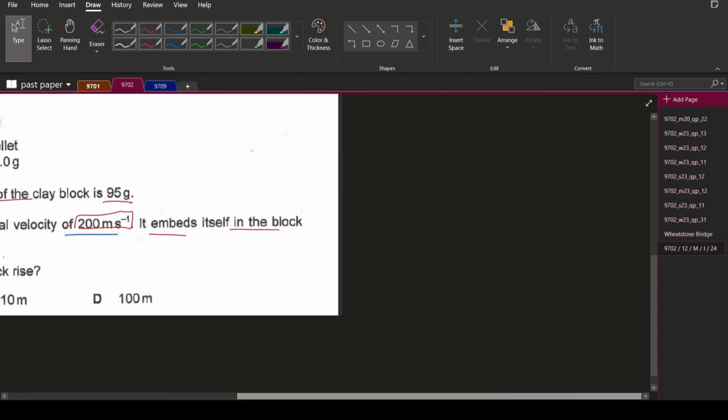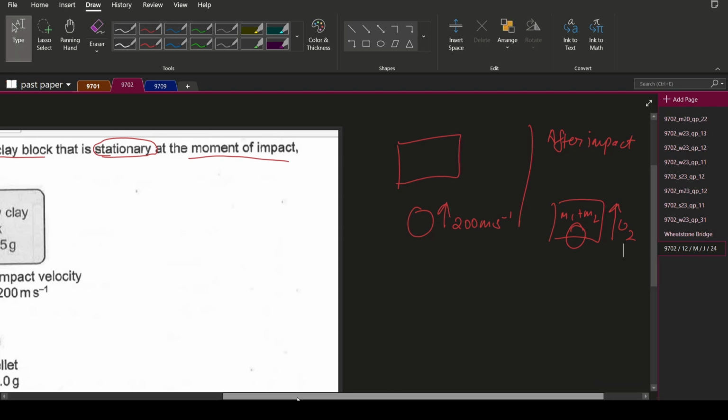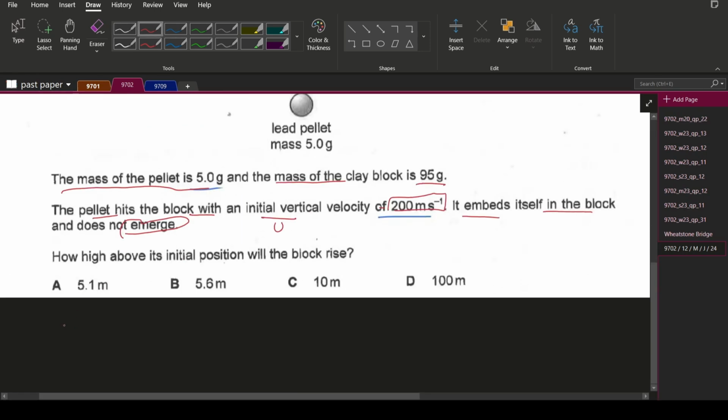So let's just see the situation here. We have this clay block and this pellet. It is moving towards the clay block with 200 meters per second velocity. But after impact, what we have is a system where the clay block and the lead are embedded onto each other. So the total mass is going to be the mass of the clay block, m1, plus m2, the mass of the pellet, and they move together in the upward direction with a certain velocity, which we will call u2 for now.